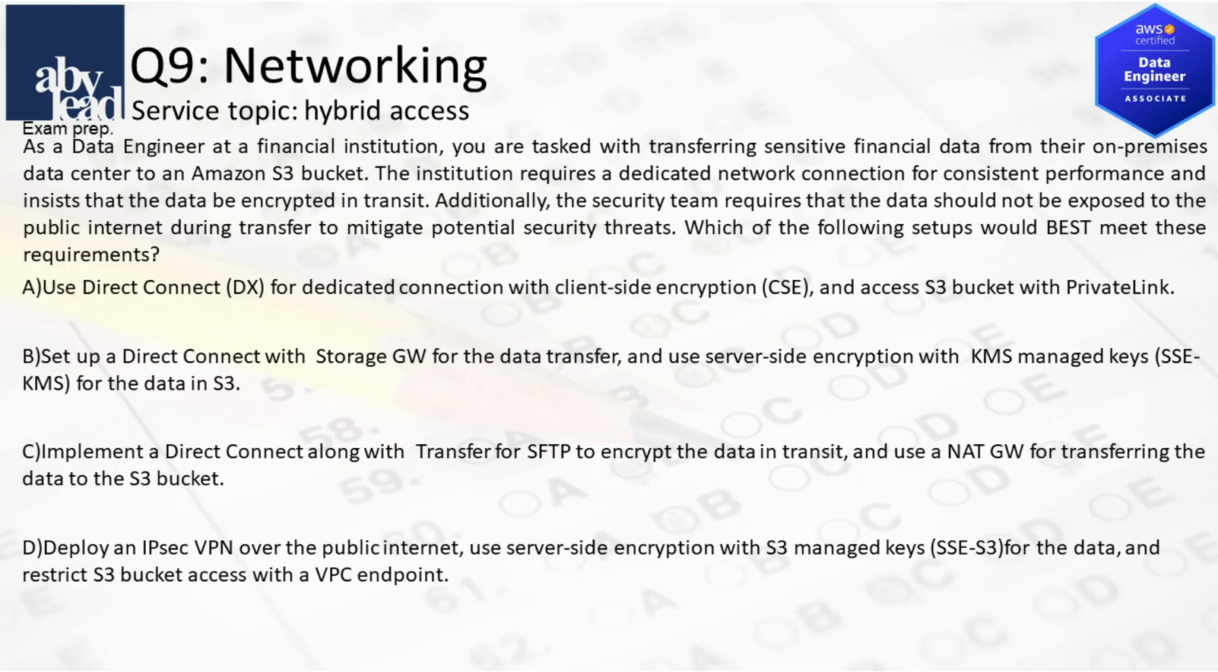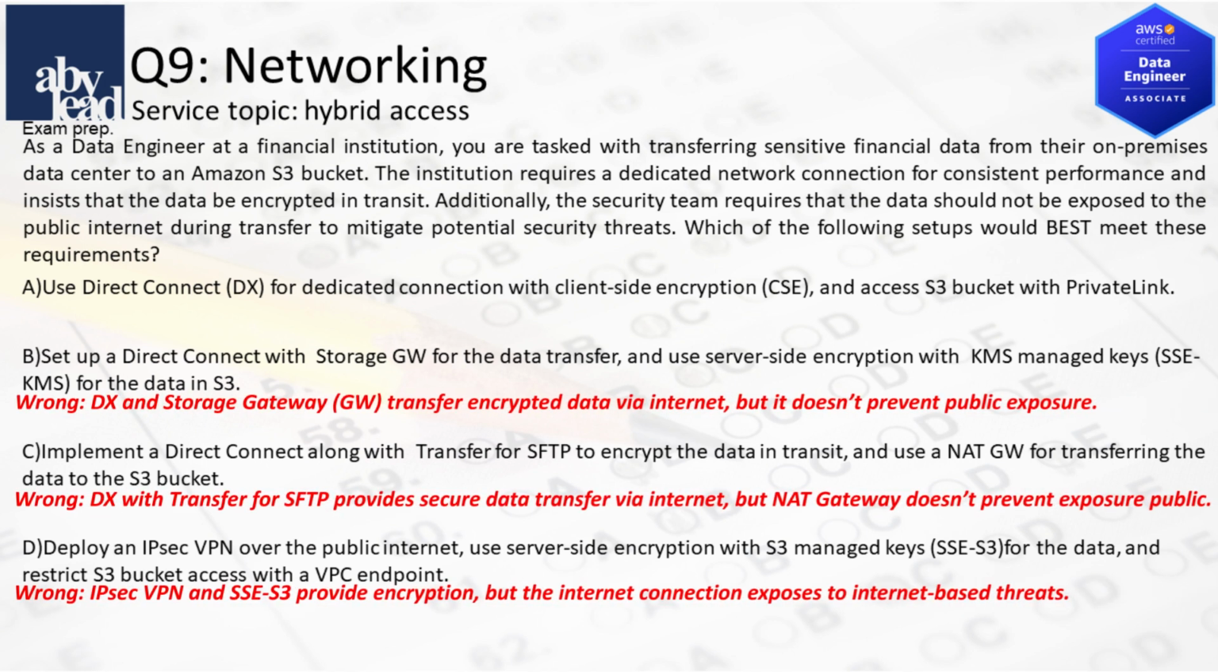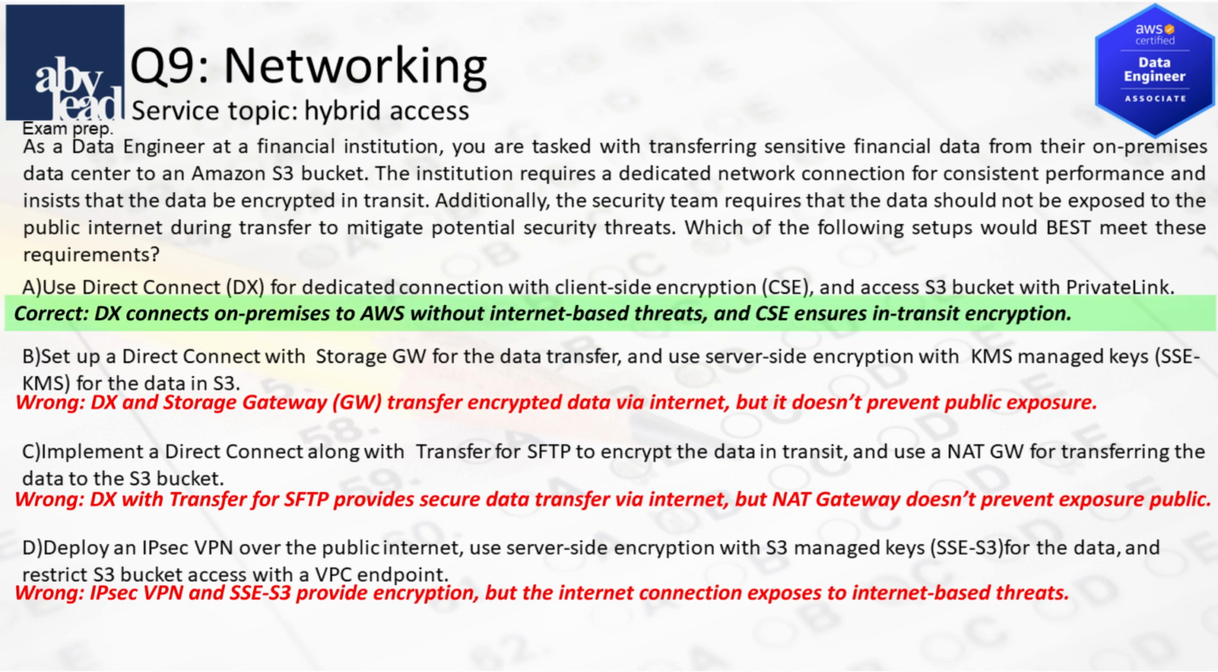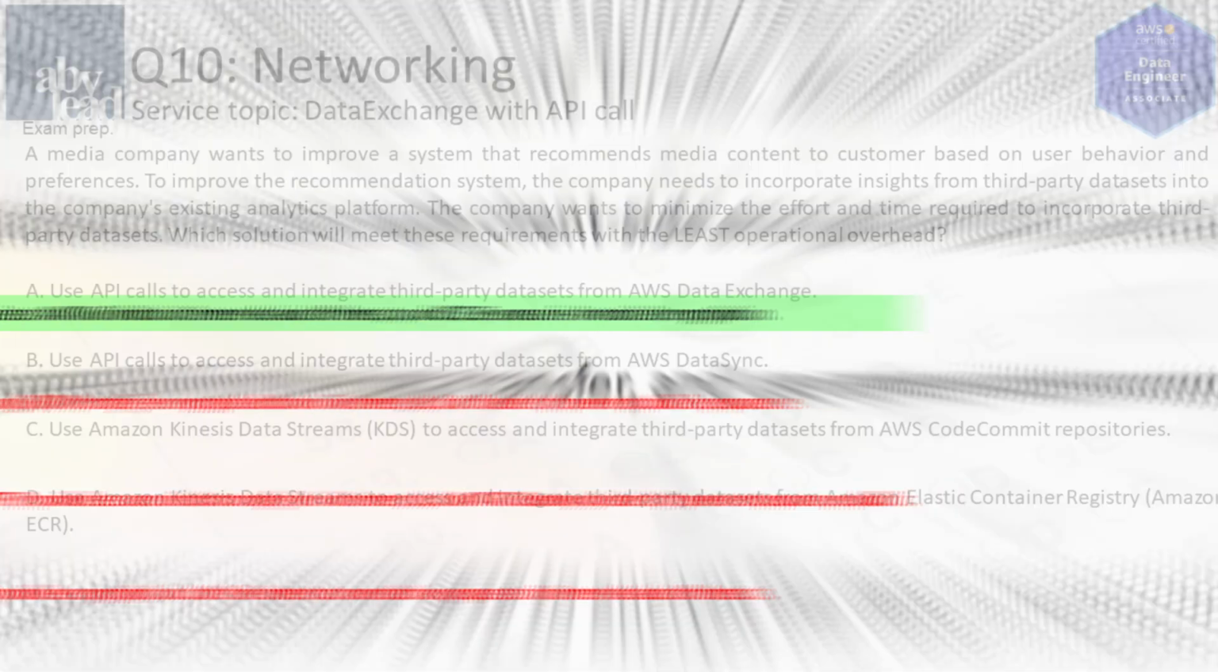Question 9. How do you transfer sensitive data over a dedicated connection from on-premises to an S3 bucket? Internet transfer with DX and SFTP transfer or NAT gateway isn't completely protected. The same is true for IPsec VPN and SSE-S3. In contrast, you connect on-premises with DX to avoid internet threats and use client-side encryption.